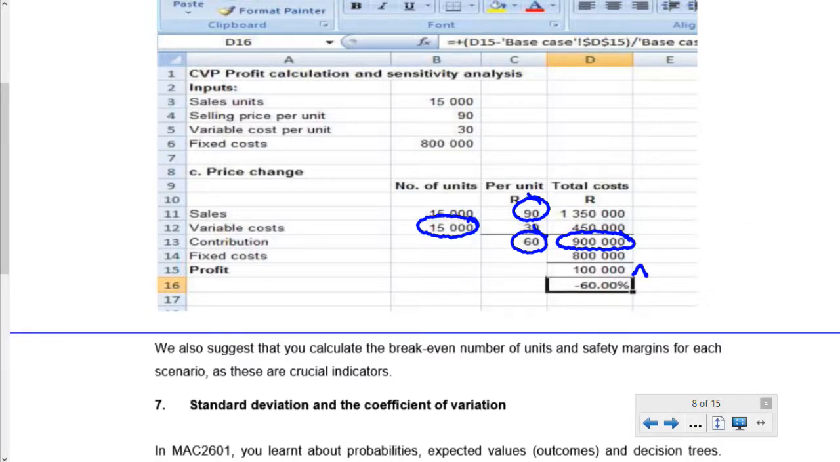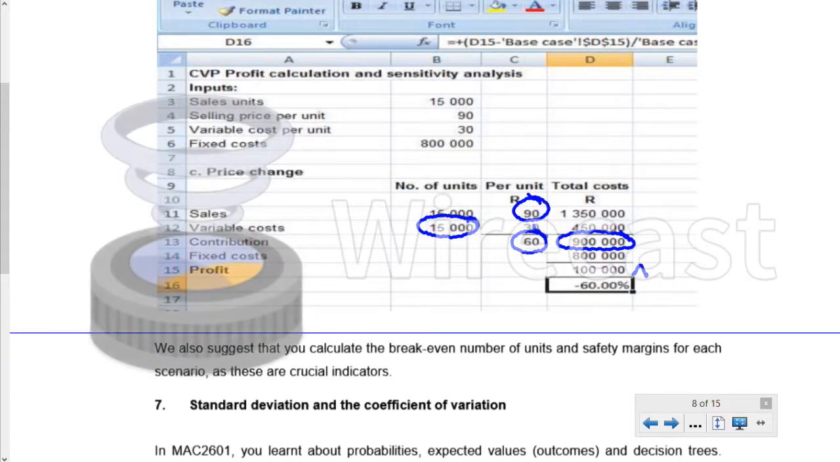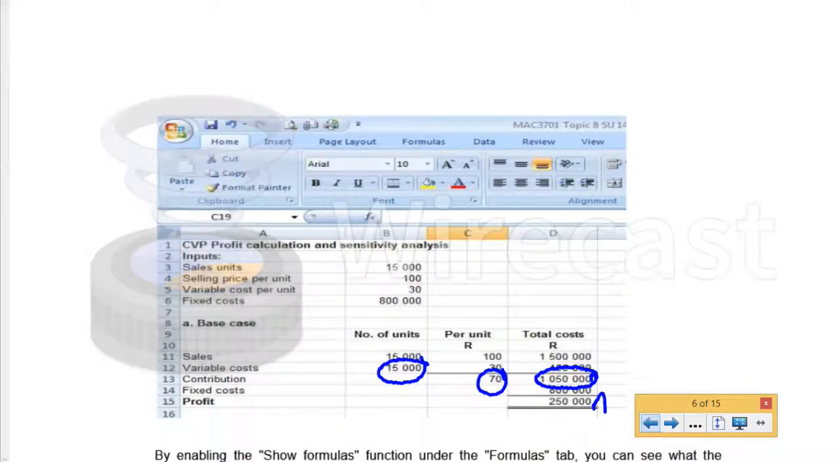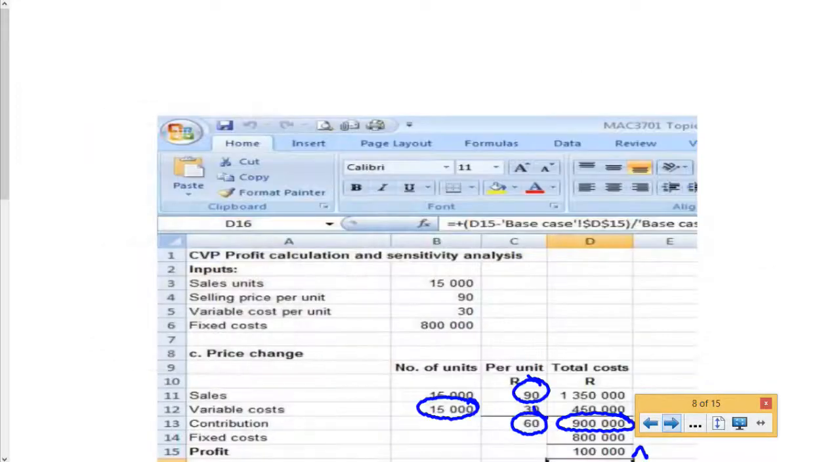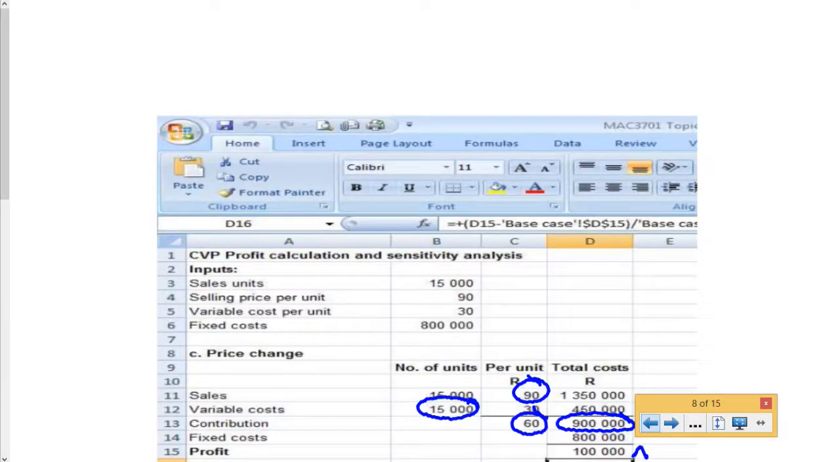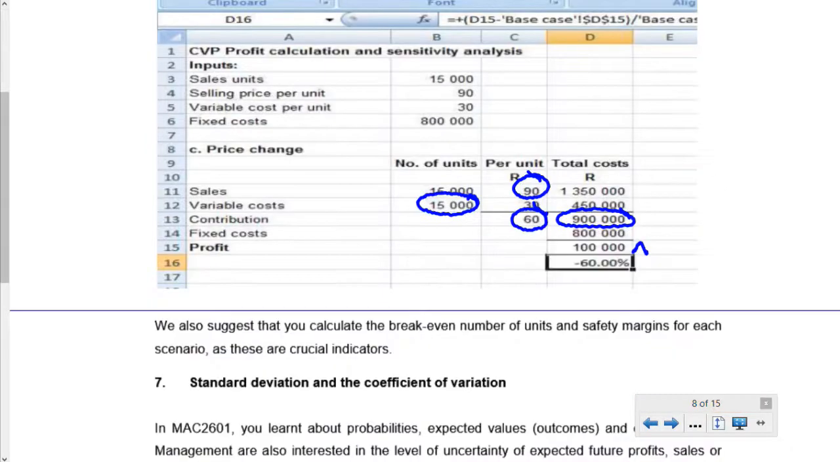It's looking at various scenarios, whatever scenarios they give you. We had one in the exam. And then if they ask you to work out the sensitivity, you give it as a percentage change. So changing volume from 15 to 18 increased profit by, what was the percentage we had? 84%. Decreasing price from 100 Rand to 90 Rand had a sensitivity of 60%, it changed profit by 60%.